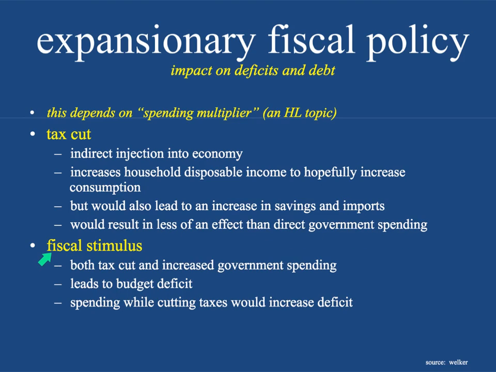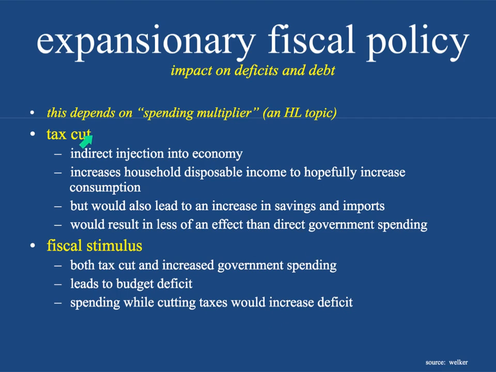The other aspect of it is a fiscal stimulus, which is a fancy way of saying this is the government's way of stimulating the economy, which means they could cut the tax rate and increase government spending. And this, of course, would lead to a budget deficit because they've increased spending while they've given you a tax break. And so spending while cutting taxes would increase the national deficit. I think you get that.